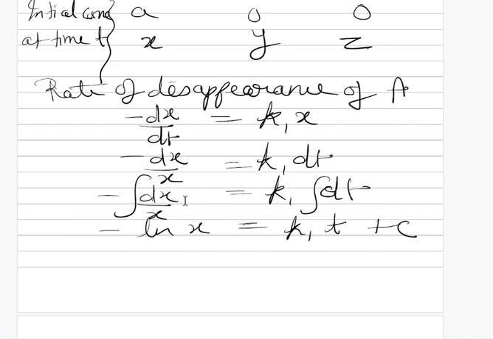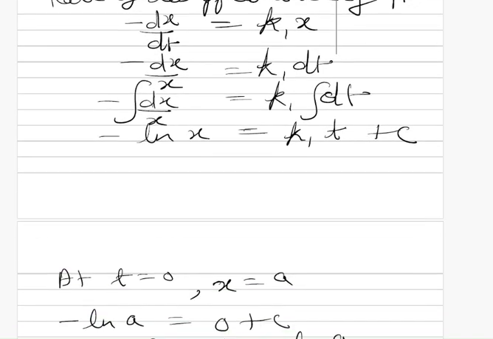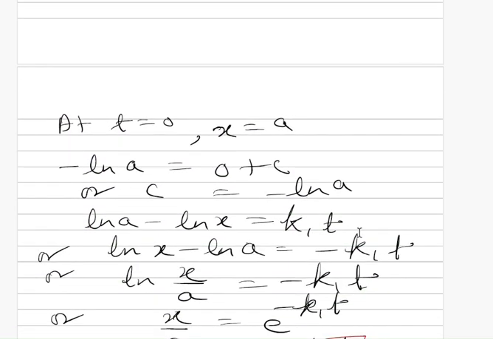Collecting the terms and integrating, what we are getting, −∫dx/x = k1 ∫dt. So −ln x = k1t + c. Now put the initial conditions: at t = 0, x = a. So −ln a = 0 + c, and c is equal to −ln a. So we are getting the value of the integration constant.